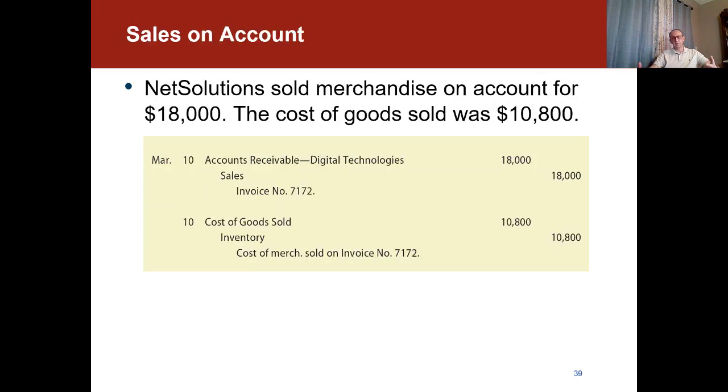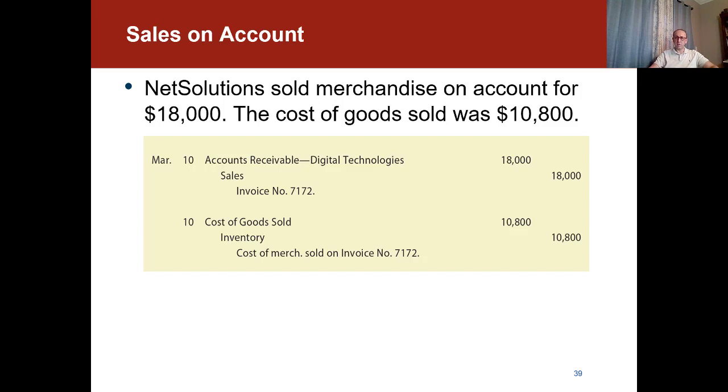Now let's see another situation where we have sales on account. So Net Solutions sold merchandise on account for $18,000. The cost of goods sold was $10,800. So notice here we're given two values. We have the selling price, which is $18,000, and we have the cost of goods sold, which is $10,800. The first value, the $18,000, is going to be used for the sales transaction, and the $10,800 is going to be used for the cost of goods sold journal entry.